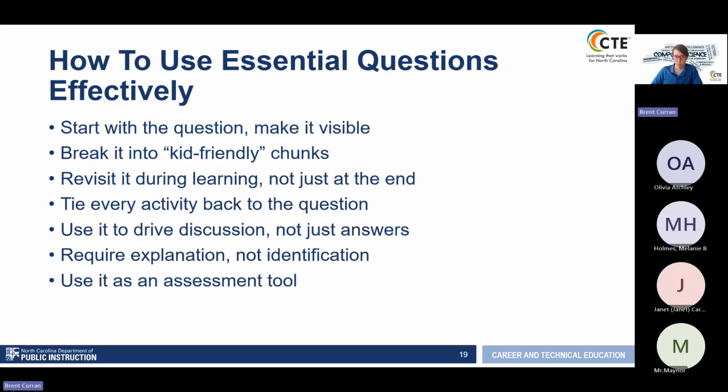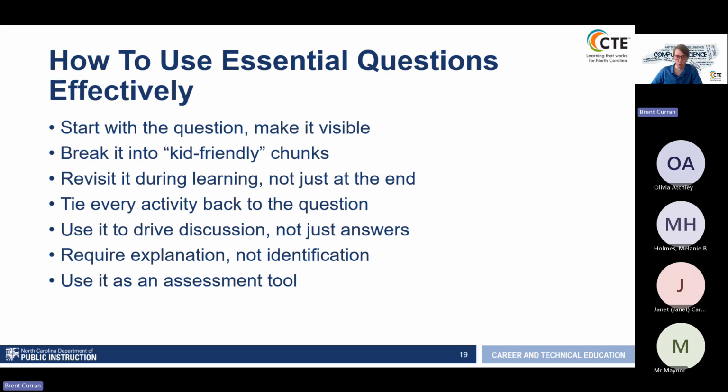So push students beyond "this is a gear" to something more like "this is a gear. Gears change speeds and torque because X, Y, and Z." End with reflection tied to the question. Have students write, sketch, or explain how their understanding has evolved. And then finally, use it as an assessment tool. Frame this for exit tickets, different responses, project reflections, the things that you actually grade in your class.